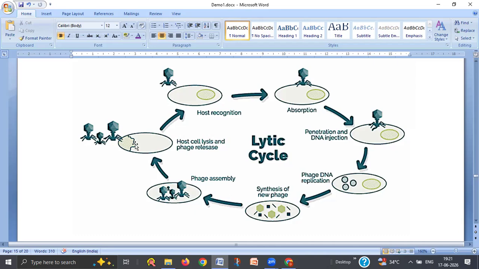And finally, what happens? They release these bacteriophages. They release the enzyme lysozyme again. It breaks the cell wall, and all the bacteriophages are released from the bacteria. This is called lysis. So all these are the different steps of bacteriophage replication. It is also called the lytic cycle. Okay, so you have to remember all these sequences.